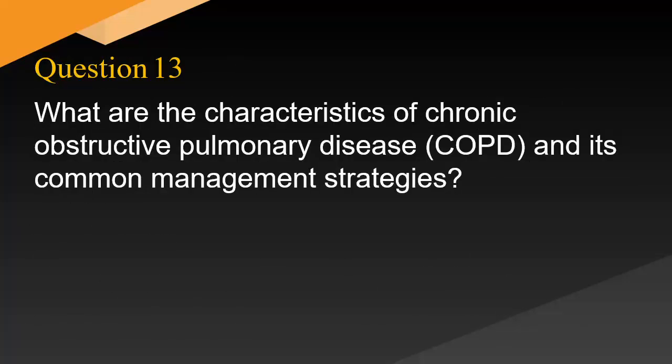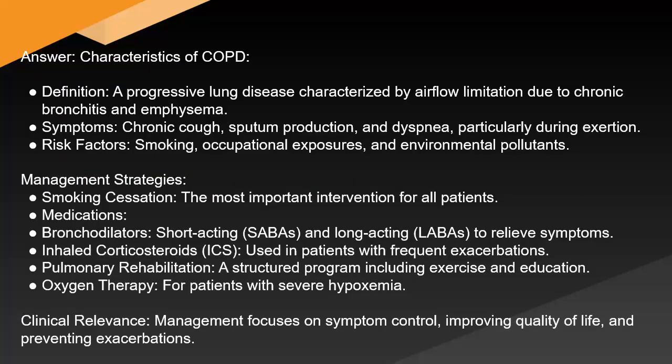What are the characteristics of chronic obstructive pulmonary disease (COPD) and its common management strategies? Answer. Characteristics of COPD. Definition. A progressive lung disease characterized by airflow limitation due to chronic bronchitis and emphysema. Symptoms. Chronic cough, sputum production, and dyspnea, particularly during exertion. Risk factors. Smoking, occupational exposures, and environmental pollutants.